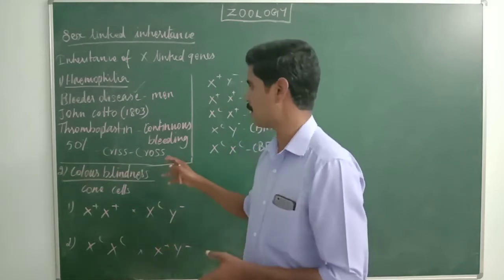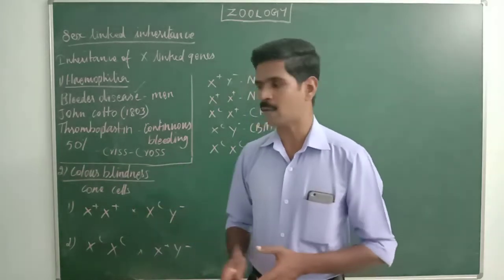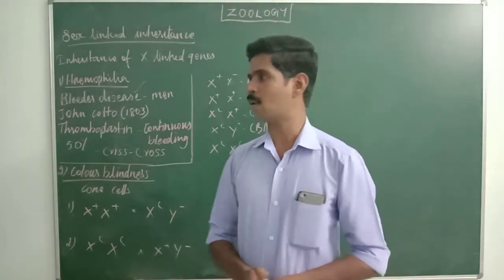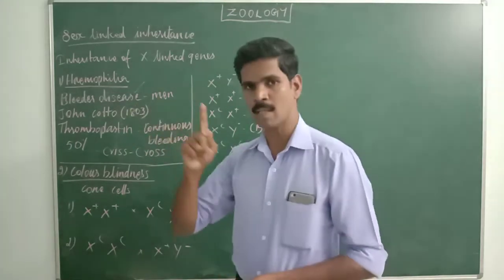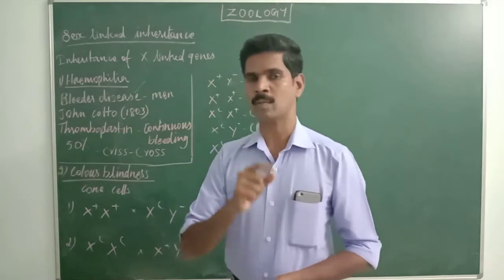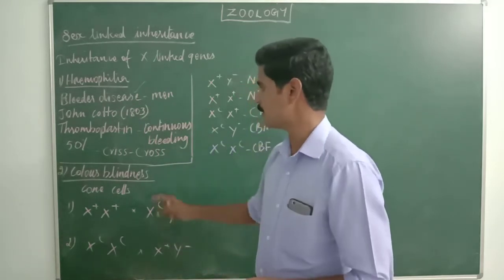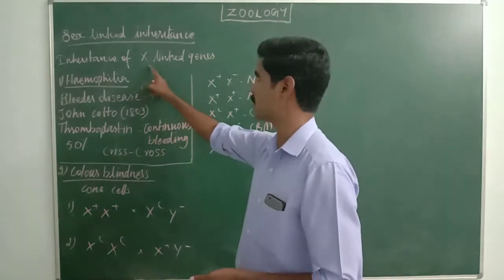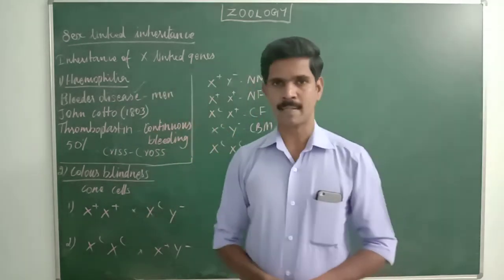And the last point: this disease is one of the examples for the crisscross pattern of inheritance. Hope you have understood all the points about this. So it's a 3-mark question, and now we have completed one 3-mark question. Then the second disease is color blindness, the second example for this sex-linked region.